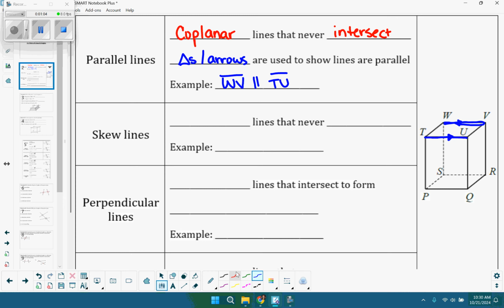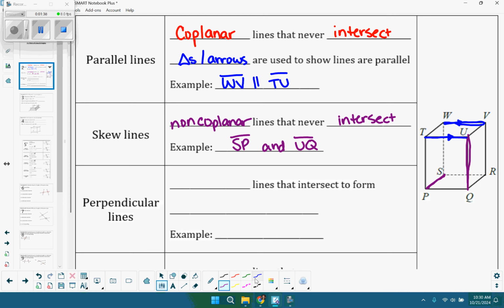Skew lines will also never intersect, but they are non-coplanar, which means they're not going to go the same direction. So in our picture, SP will never cross UQ, but they're also going two completely different directions. So we can say SP and UQ are skew lines.